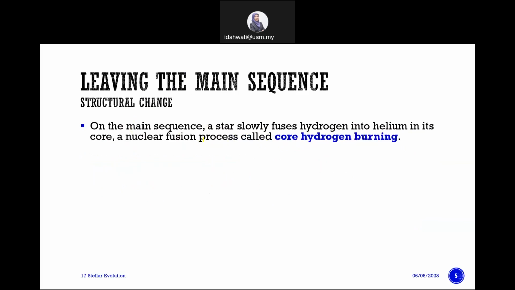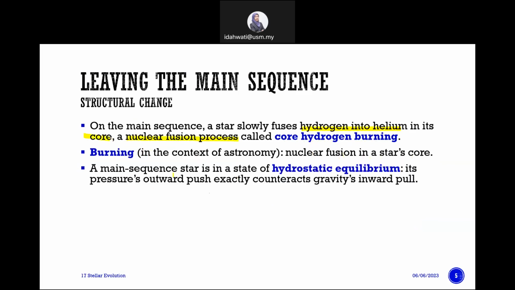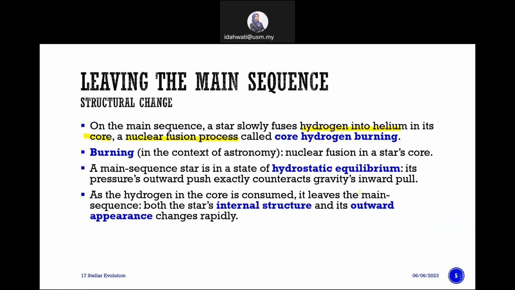Okay, on the main sequence, a star slowly fuses hydrogen into helium in its core, a nuclear fusion process called core hydrogen burning. So the burning is the nuclear fusion in a star's core. Okay, and also we have hydrostatic equilibrium. It's where pressure's outward push exactly counteracts gravity's inward pull.